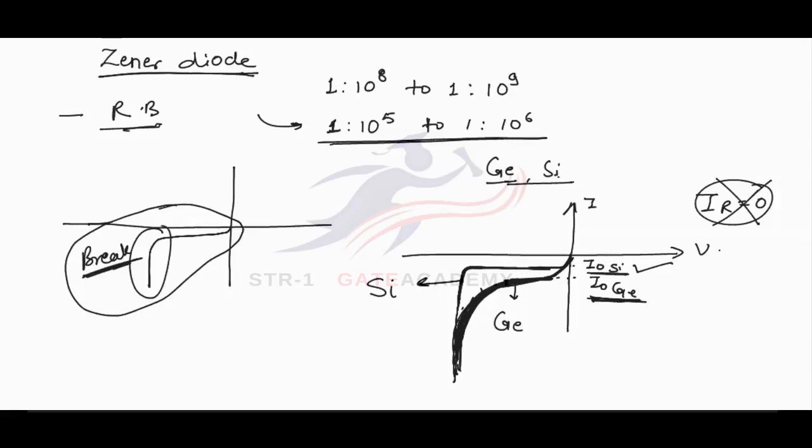And when we operate a Zener diode in reverse bias, in the circuit it is expected that the Zener diode should have a sudden breakdown, which can be obtained only with silicon diode, cannot be obtained with germanium diode. So these two are major advantages of silicon material over germanium material. So we will use silicon material to fabricate Zener diode.